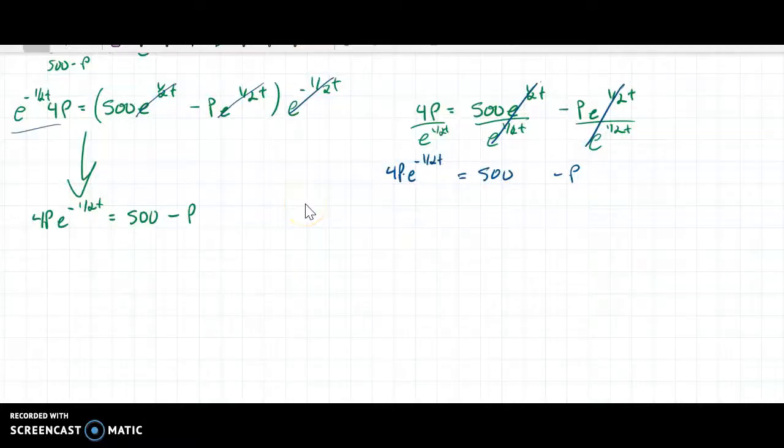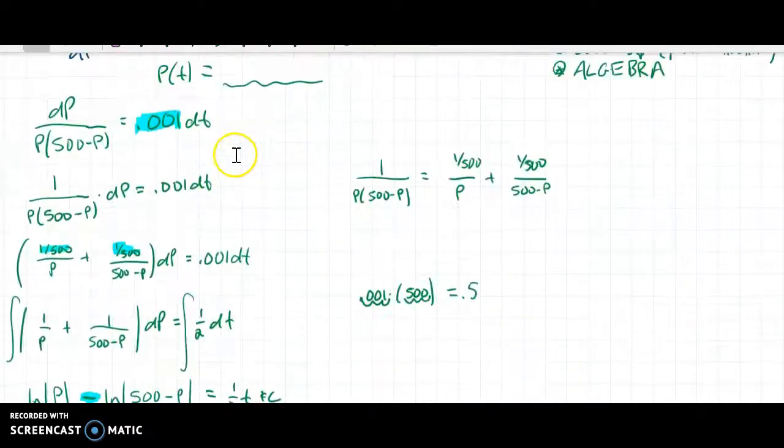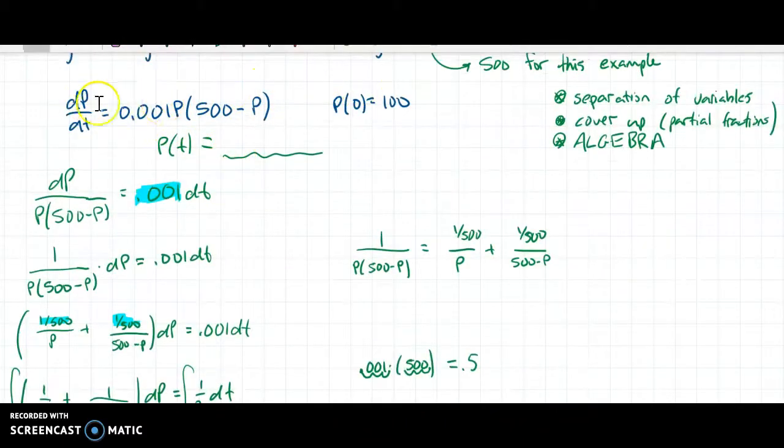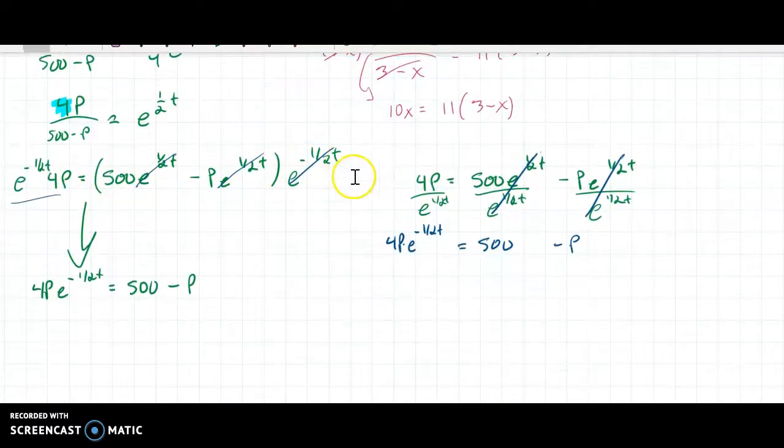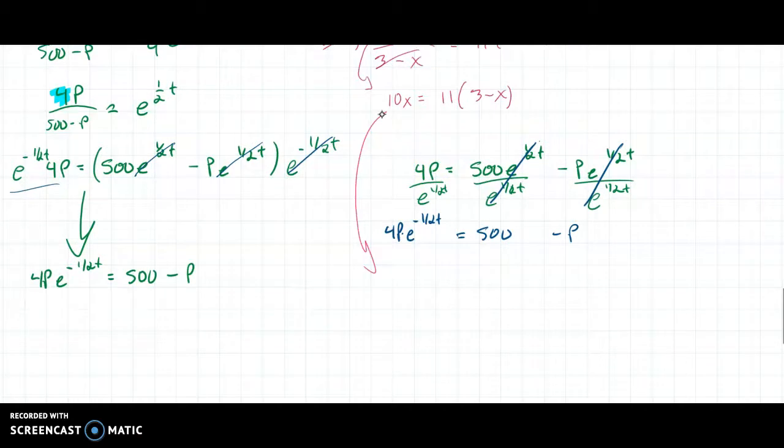All right, this is a continuation of another video where I'm working to solve this problem right here. I'm trying to find P of t for this differential equation, which is the logistic growth model with P of 0 equal to 100. Right now I'm at this spot. So if I were to take this equation right here and write it as 10x equals 33 minus 11x, that's kind of where we're at right now.